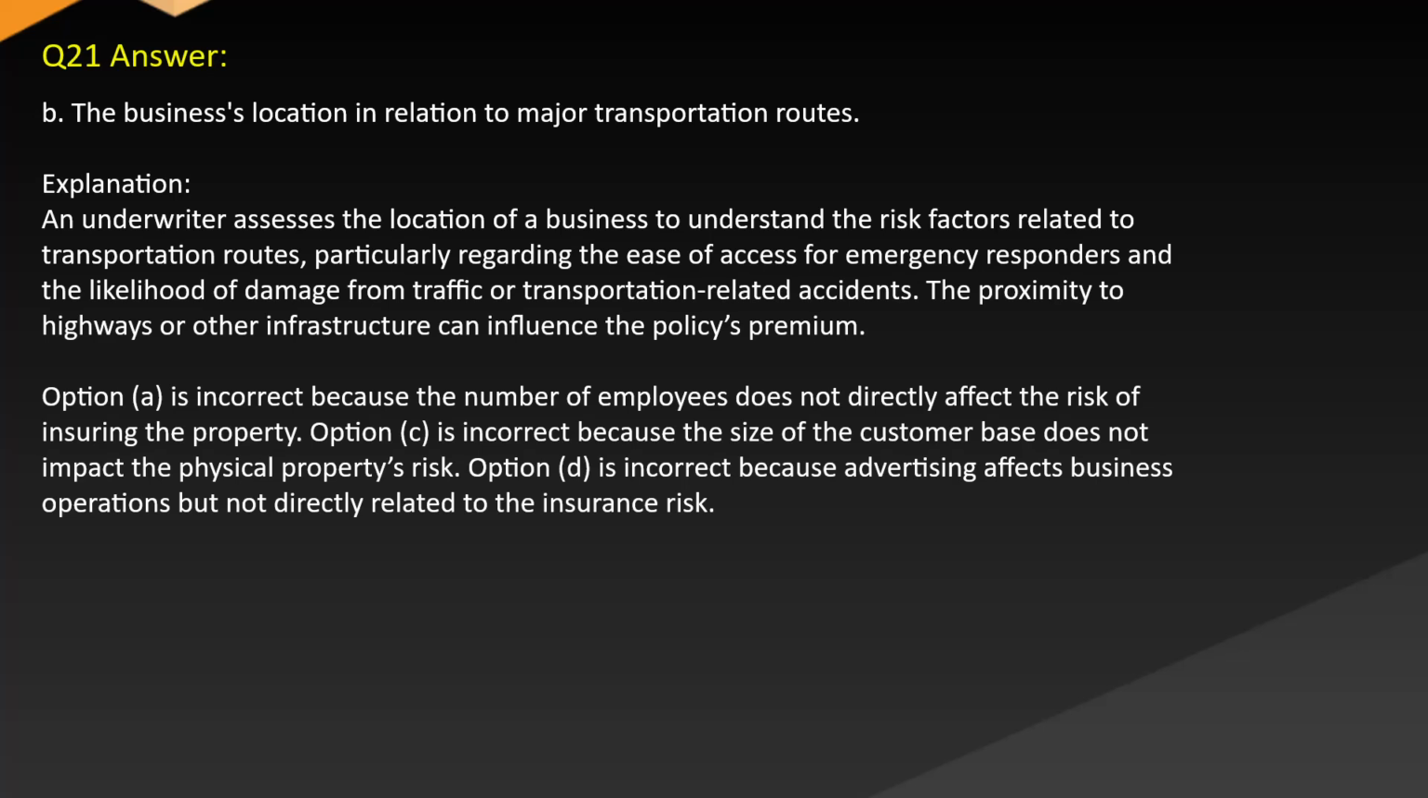Option A is incorrect because the number of employees does not directly affect the risk of insuring the property. Option C is incorrect because the size of the customer base does not impact the physical property's risk. Option D is incorrect because advertising affects business operations but is not directly related to the insurance risk.